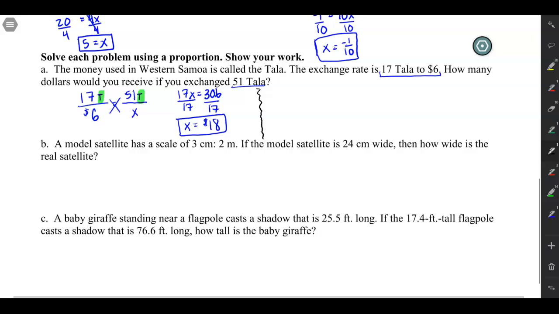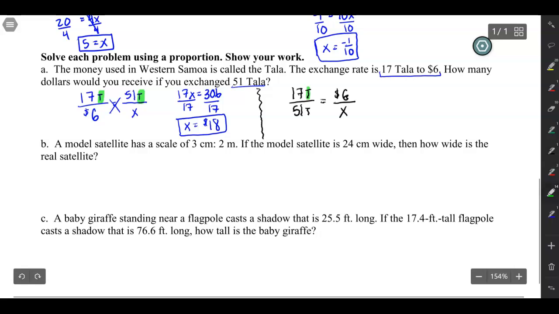So in this first example, I set up the ratio of talas to dollars. Okay. I'm going to set up a new proportion, and it's going to be the amount of money in the original exchange rate, so 17 tala, to the amount of money that I am giving, so 51 tala, and that's going to be equal to the amount of dollars in the exchange rate over the amount of dollars that I am giving. So in this case, again, you've got this important relationship where the talas are part of the same fraction.